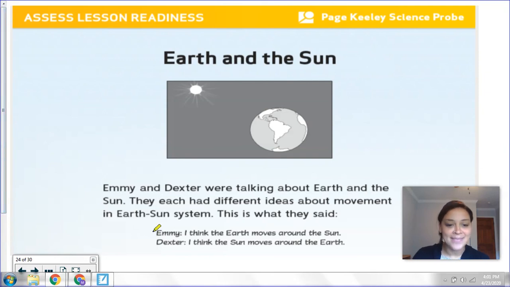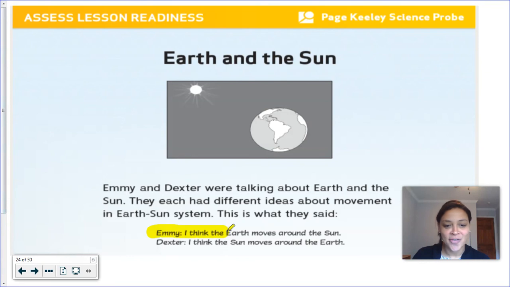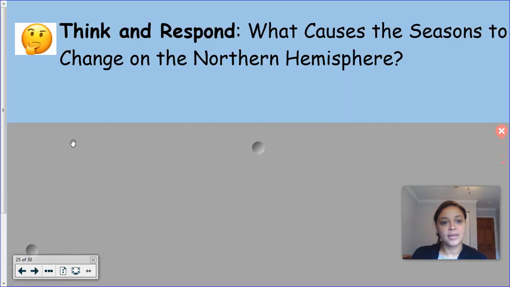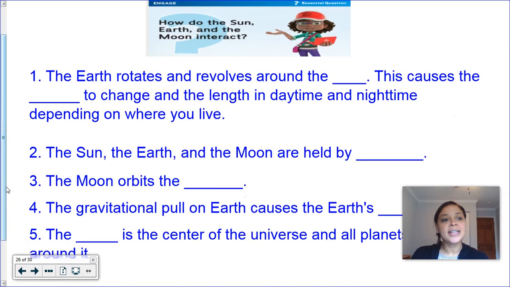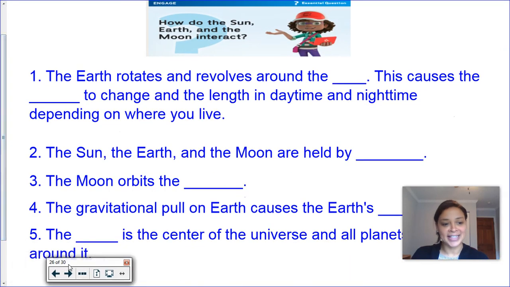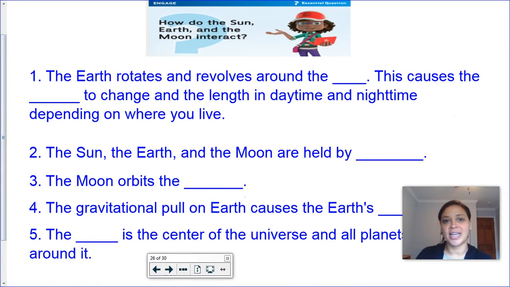That's right. Emmy was on the right track. I think the Earth moves around the sun. And that is because Emmy is correct, because the Earth, in fact, orbits around the sun, as we have been learning about.